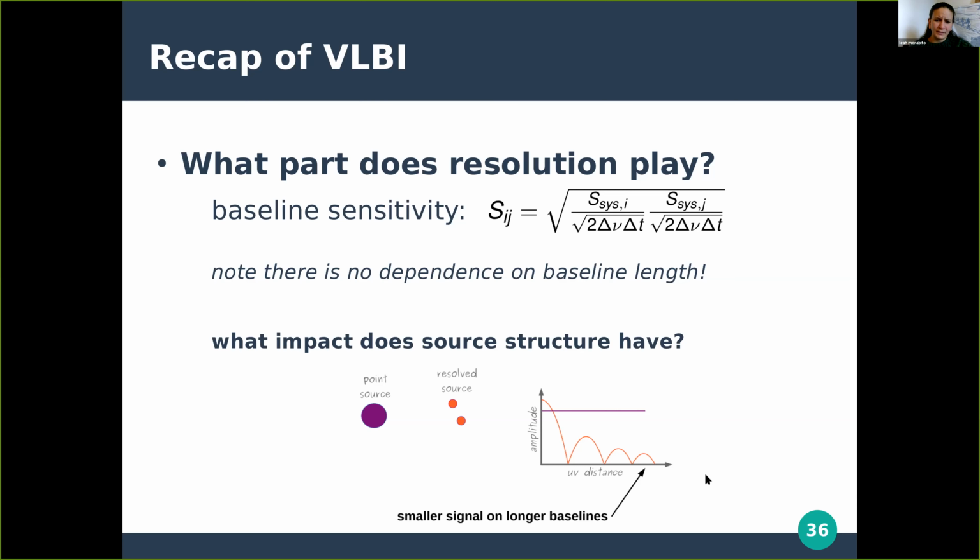There are also other things. You can think about the fact that as your baselines get longer, your fringe rate gets faster, and that means that your phases change faster as a function of time. And so then you have to have smaller time intervals to be able to calibrate for your phases.